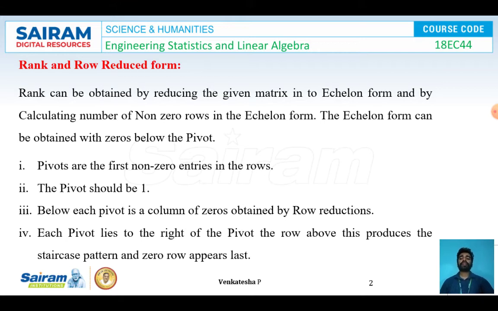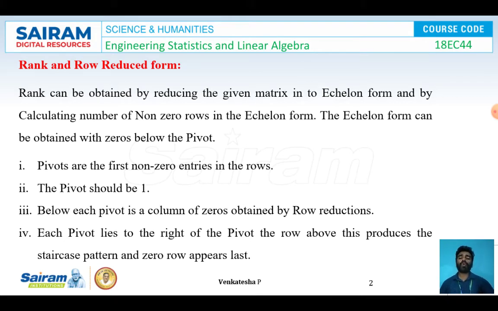How to find rank? We know that the rank can be calculated by echelon form. This echelon form can be obtained by row transformations only. After getting the echelon form, we can calculate the number of non-zero rows in the echelon form. The number of non-zero rows will be equal to the rank of the given matrix. And this echelon form can be obtained with zeros below the pivot.